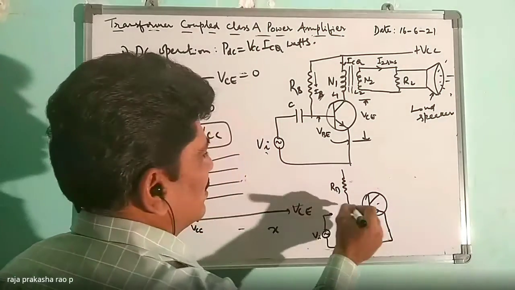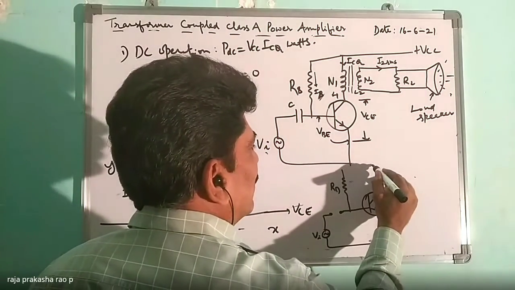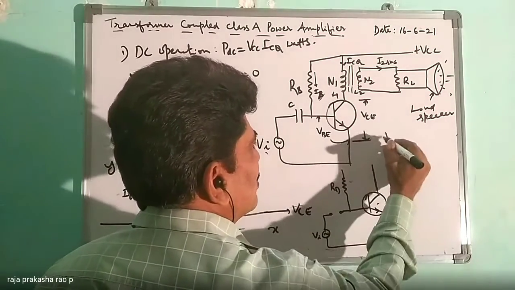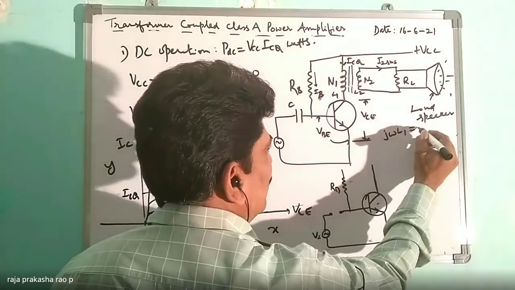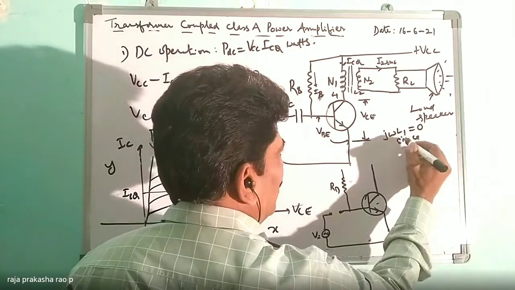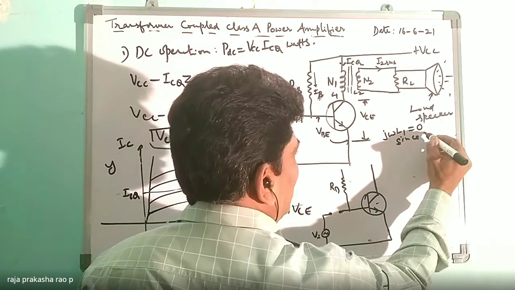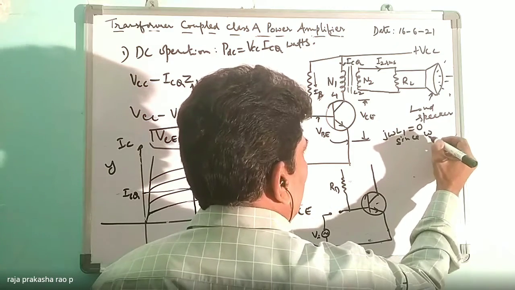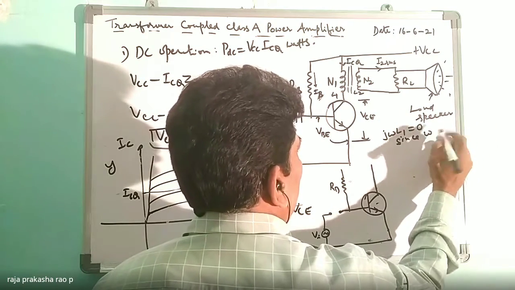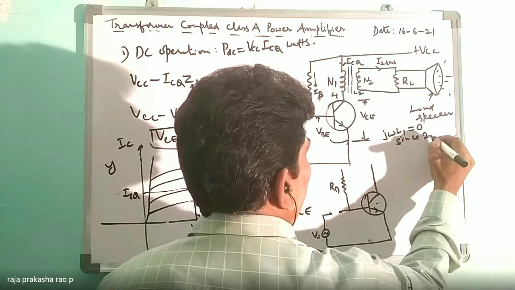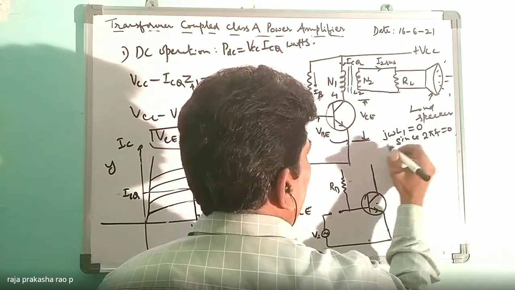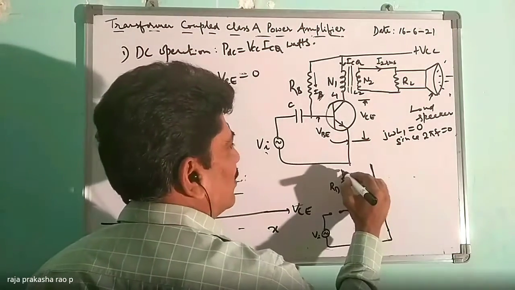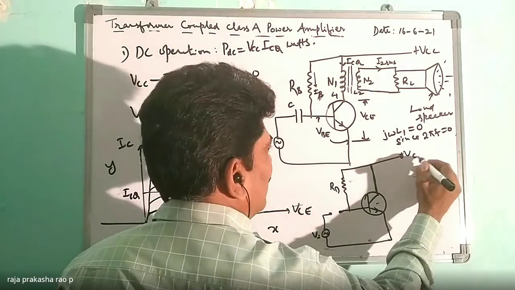Circuit for DC operation. The primary is replaced by a short circuit. Why? Because jωL1 is equal to 0, since f is equal to 0 for DC. Frequency is 0, and ω is nothing but 2πf, so with f equal to 0, it is 0. So the primary is replaced by a short circuit, and the voltage is VCC.